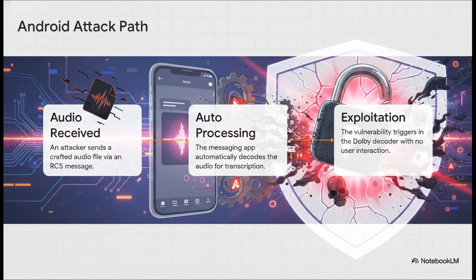So check this out. This is how it actually plays out on an Android phone. First, an attacker sends you a specially crafted malicious audio file. Then your messaging app, just trying to be helpful, automatically starts processing that file in the background to create a little preview or maybe a voice-to-text transcript. And boom, that's it. The vulnerability is triggered right then and there. You might not have even seen the notification for the message yet.